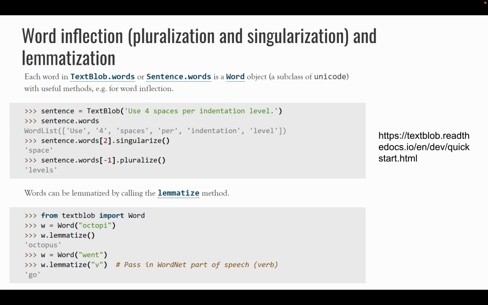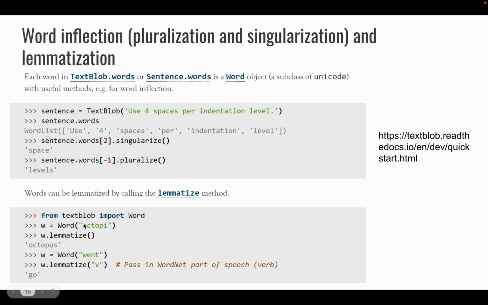So what we can do is get a particular word. In this case, we're getting sentence.words[2], so we end up getting spaces, and we're singularizing it. So we're getting space, right? Because spaces singularized is space. And then we can do sentence.words[-1], which will get the last word here, which is level, and pluralize it. So we get levels. Words can be lemmatized by calling the lemmatize method.